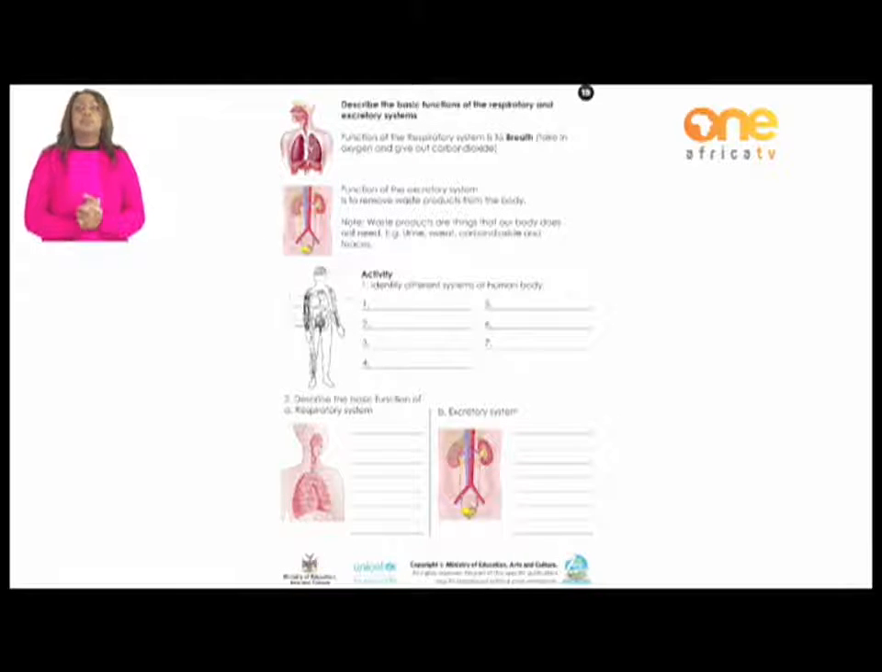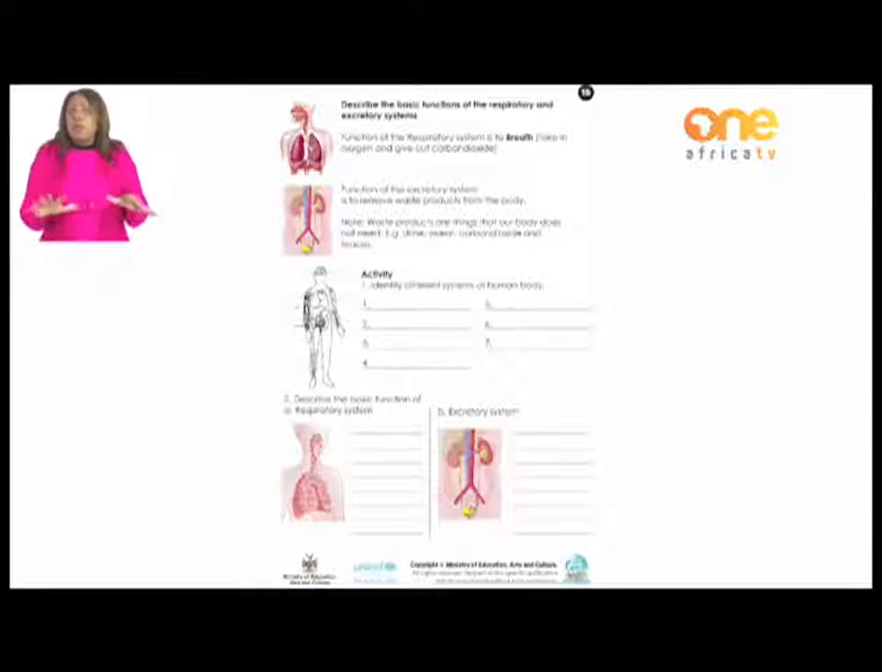Now, let's look at the function of the respiratory system. It is to breathe, meaning to take in oxygen from your mouth or your nose and to give out carbon dioxide from your mouth or your nose as well. Look at that picture there. It shows the lungs, the trachea, that long pipe there, the mouth, and then the nose. The second picture is the function of the excretory system, which is to remove waste products from the body.